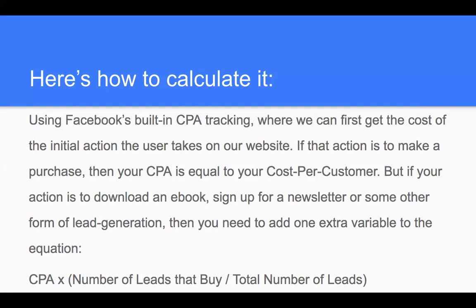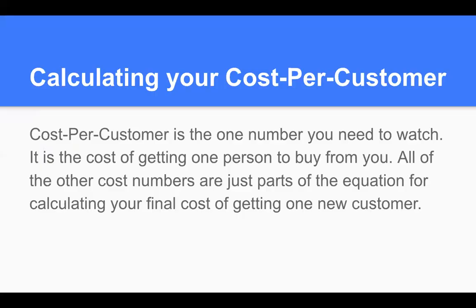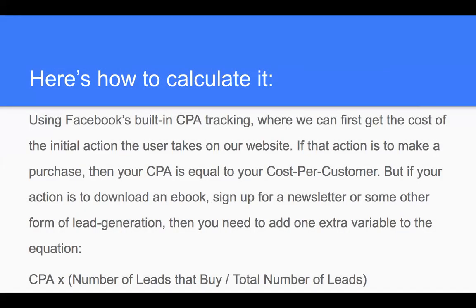For example, you bid and you went on the graph and you know that the cost per action costs $0.4. Now, number of leads that buy. This is how Facebook multiplies: number of leads that buy divided by total number of leads. This is the equation they use to calculate your cost per customer. So cost per customer is 0.4 times the number of leads that buy.